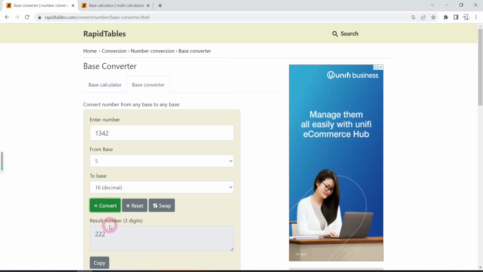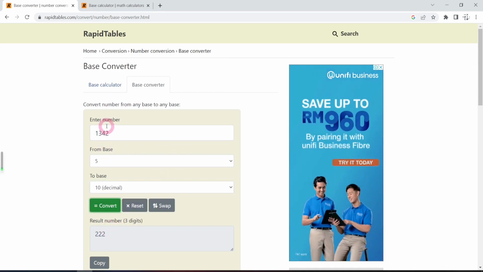Yes, our answers are correct. So you can try other bases, for example, maybe base 7, base 6, base 9, and so on, because for those bases, our calculator cannot help us to do the conversions.